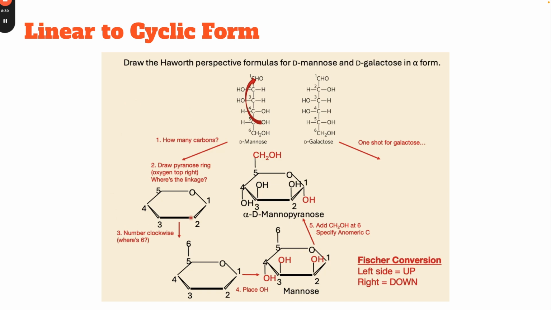Any other questions? Yes. Which sugar should we be memorizing? I'll get to that later. We have it in the slides. And then, yeah, so then finally, if they specify, so here they're asking for the alpha form, we're just going to put our OH on carbon 1 trans to this CH2OH, or carbon 6, as I mentioned.